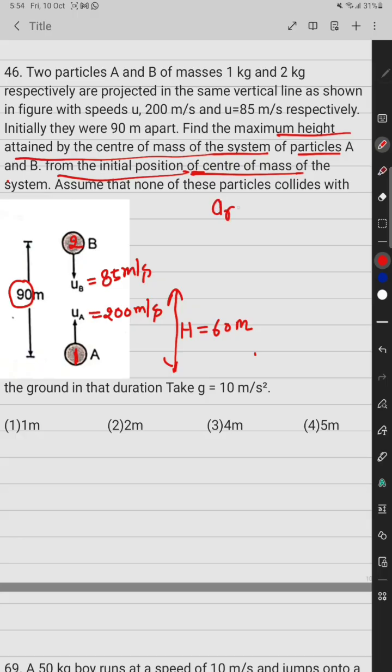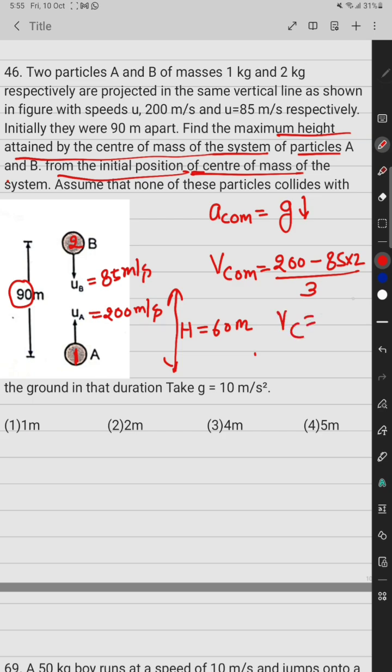Then relative acceleration: the acceleration of both is g, so the relative acceleration is g downward. Now for the center of mass, not relative, the acceleration of the center of mass is equal to 1g downward plus 2g downward upon 3, so it is g downward. And the velocity of the center of mass is equal to 200 into 1 in the positive side minus 85 into 2, divided by the total mass 3. So the velocity of the center of mass is 30 by 3, that is 10 meter per second.